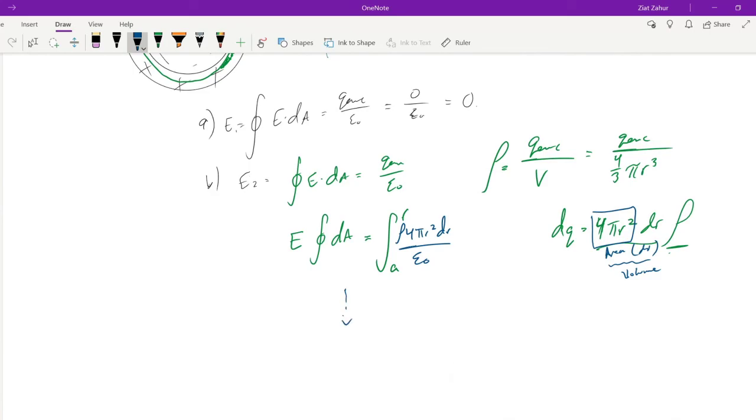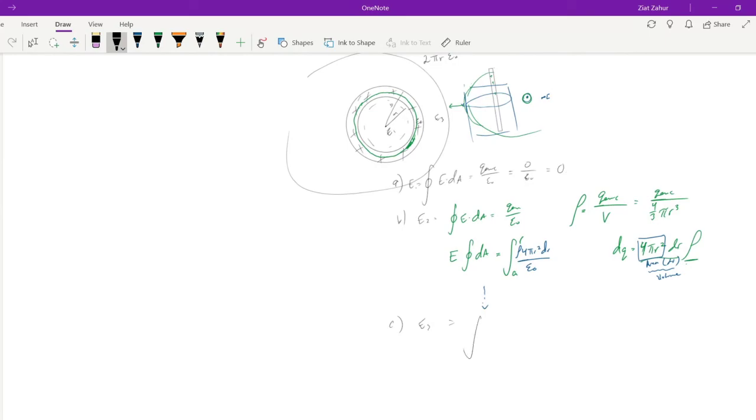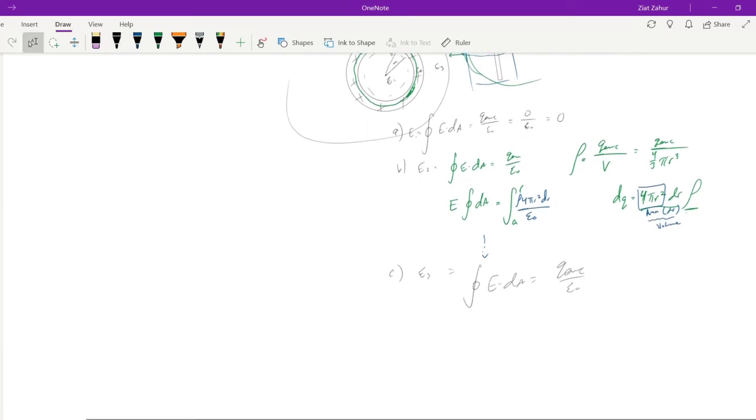Okay, finish it off. Part C, E3 on the outside. Now, once you're outside, then you're encapsulating the entire Q. If we start off with Gauss's law, E dot dA is equal to Q enclosed over epsilon naught. Your entire encapsulation is the total charge Q. So Q enclosed, whatever it is, divided by epsilon naught is equal to E times dA.